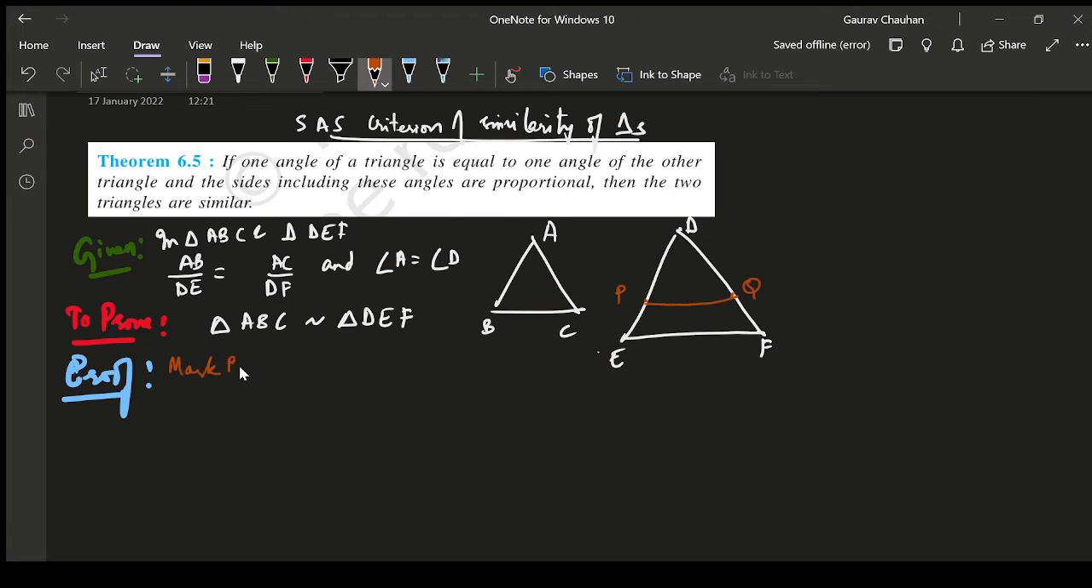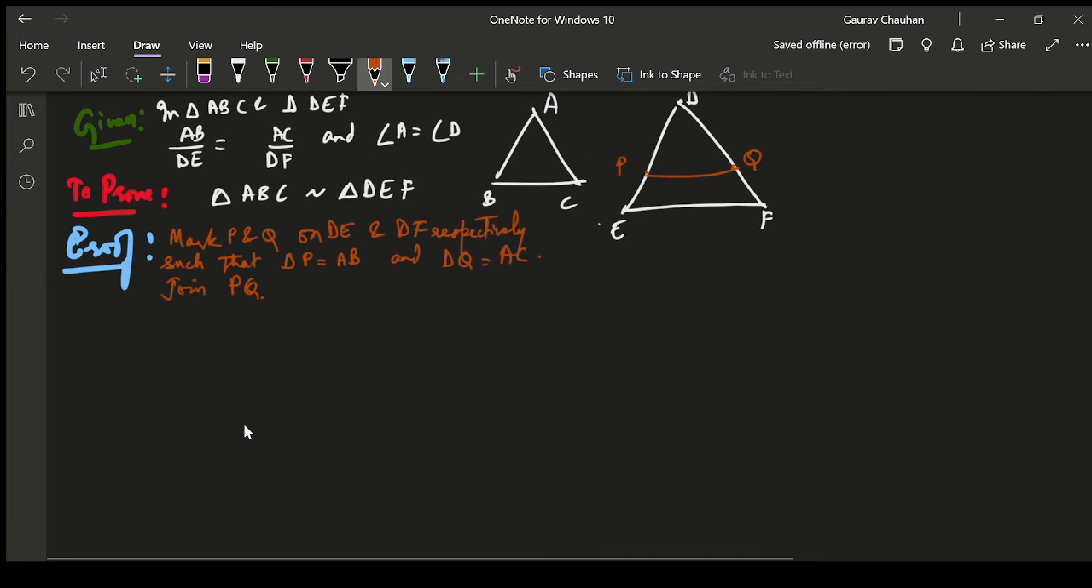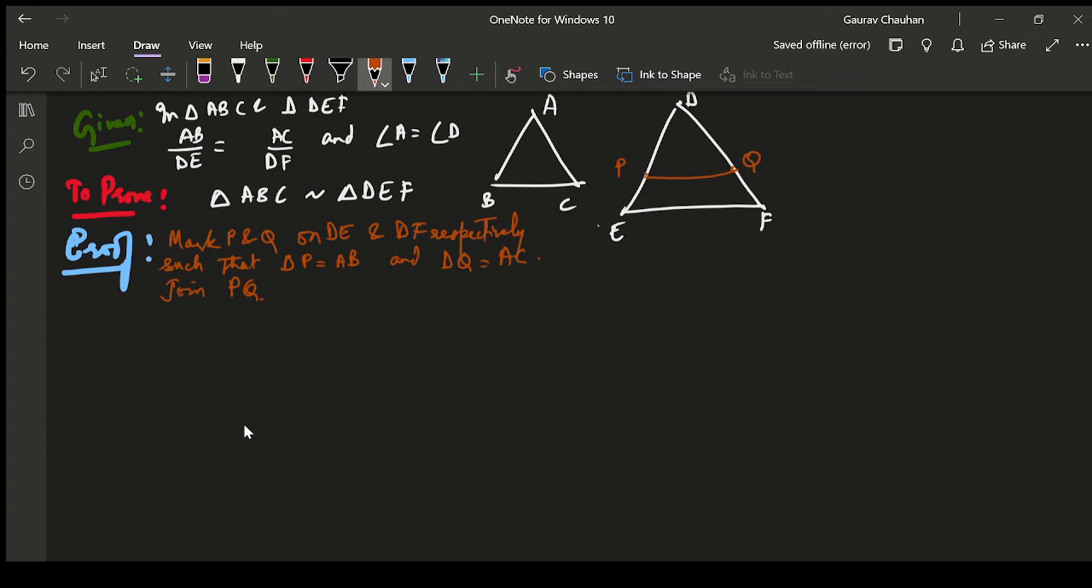Mark P and Q. You can also write cut DP on DE and cut DQ on DF, whichever way you prefer. I like writing it like this: mark P and Q on DE and DF respectively, such that DP is equal to AB and DQ is equal to AC. Also, you're going to join P and Q. Okay, join PQ to get this. All right, that's our construction done.